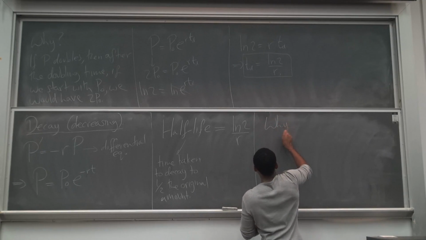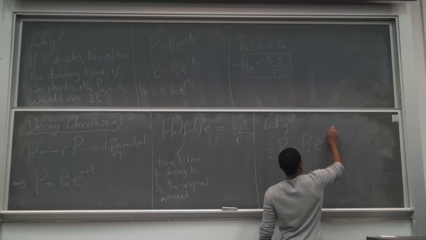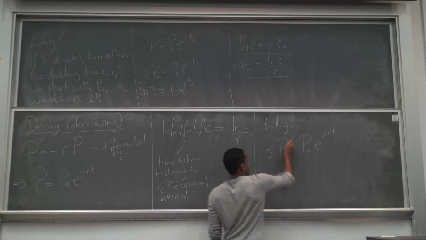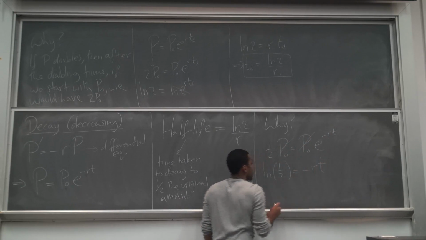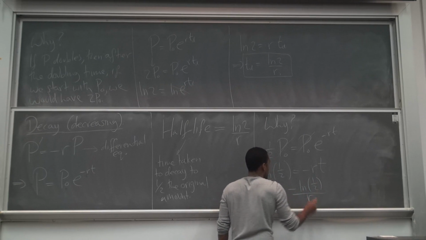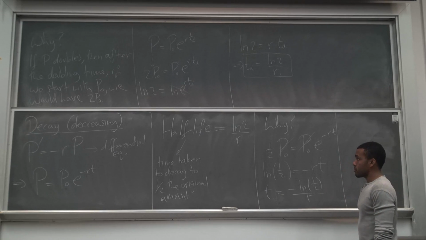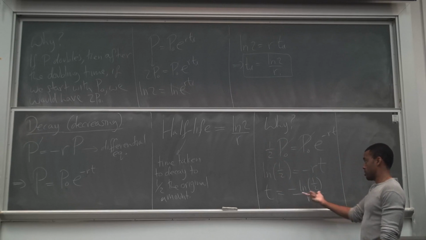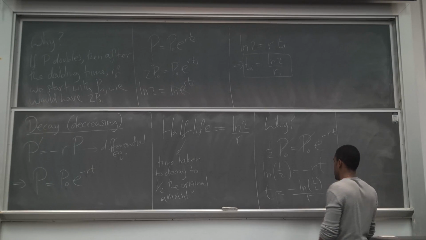So you might ask why. Well, if I want to figure out the time it takes to get to half of what I started with, again, that's the equation I need to solve. I can cancel P naught. I can ln both sides. And so my T would be minus ln of 1/2 over R. Now I told you that the half-life is ln2 over R. Is that different? How do I reconcile that? How is this the same as that?